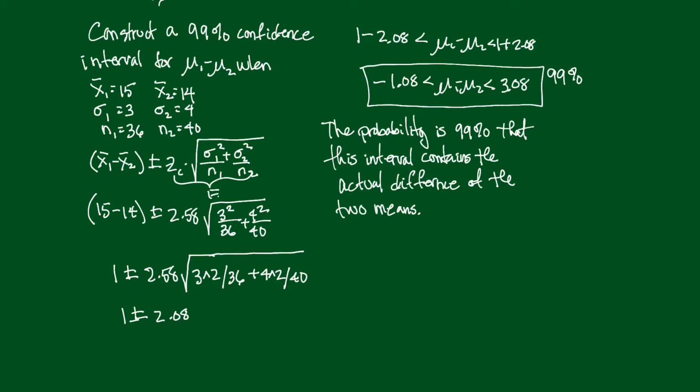And so to interpret it, it says the probability is 99% that this interval right here contains the actual difference between the two means.